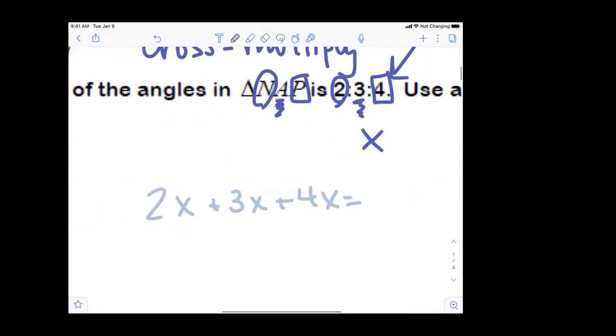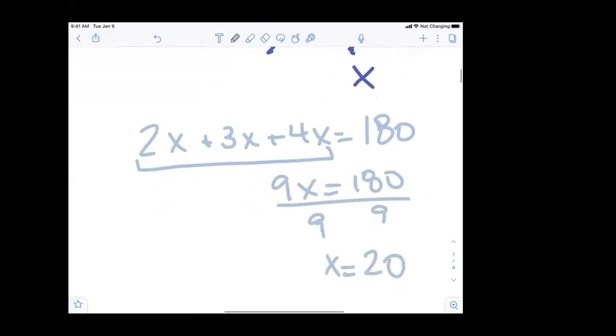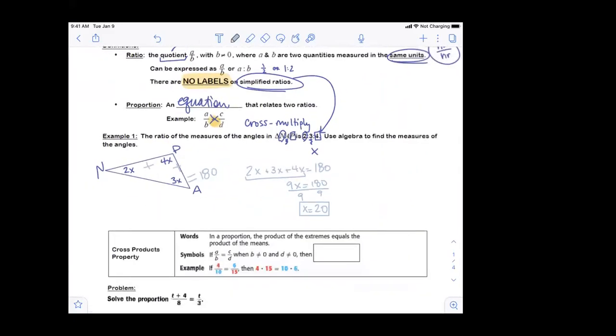You can do it in whatever order you want. It's all being added, so it's the commutative property. Once we have this equation ready, we're going to start solving for x. So 2 plus 3 is 5, and then 5 plus 4 is 9. 9x equals 180. Divide by 9 on both sides, x equals 20. Okay, so once I find x, I'm not done. The question says, use algebra to find the measures of the angles. We just found x, we didn't find any measures of the angles, so let's find the measures of the angles.